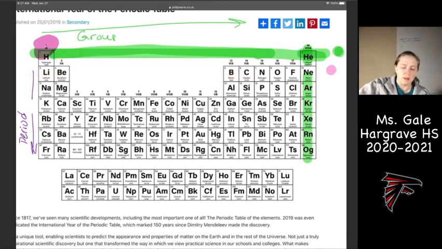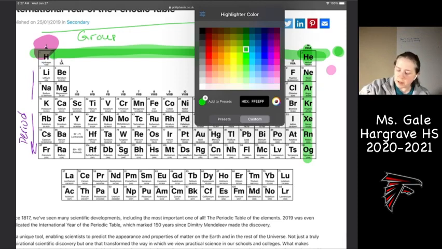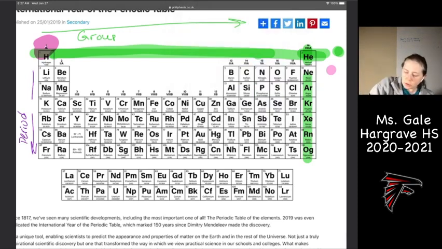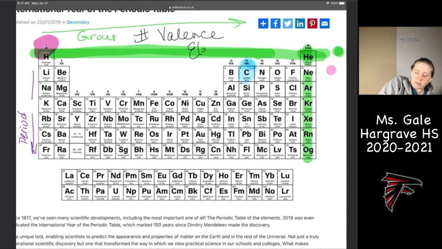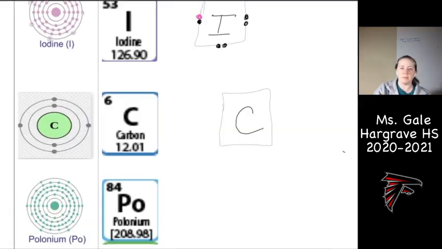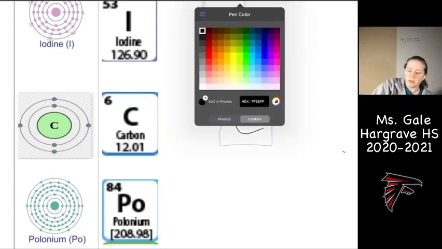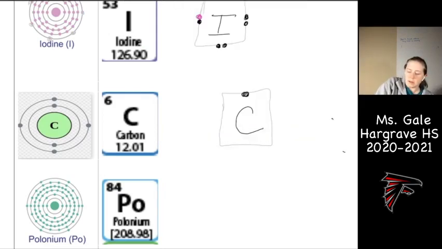So carbon, our wonderful free-loving carbon, is in group 4A. If he's in group 4A, and our groups tell us the number of valence electrons in an atom, how many valence electrons do we have for carbon? 4. So we go 1, 2, 3, and 4.